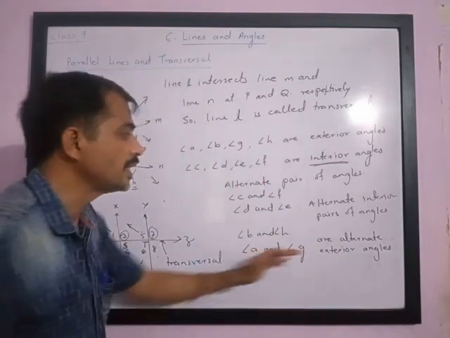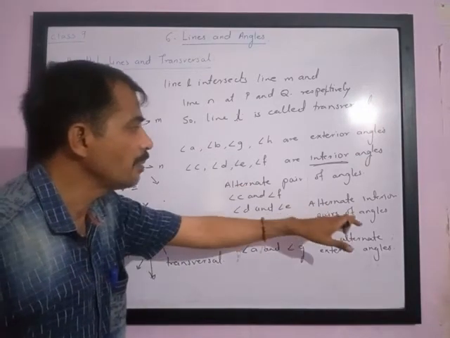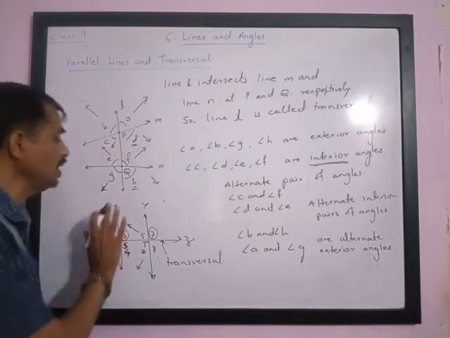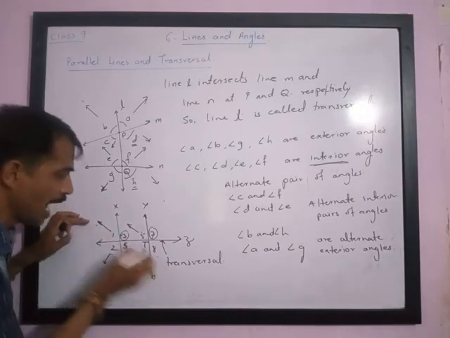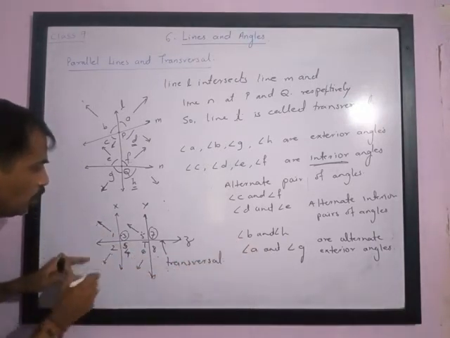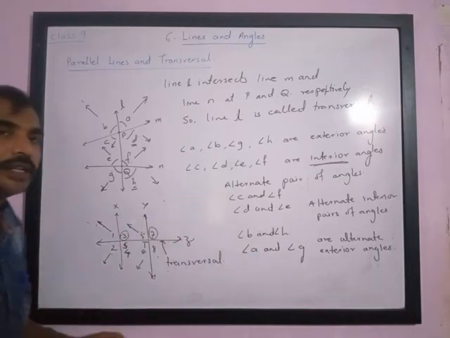So alternate exterior angles also we have two pairs. Then alternate interior pairs of angles we have two pairs. Corresponding angles we have four pairs. Now in this figure, if you try to understand, angle 1 and 8 are alternate exterior angles, and 2 and 7 are again alternate exterior angles.